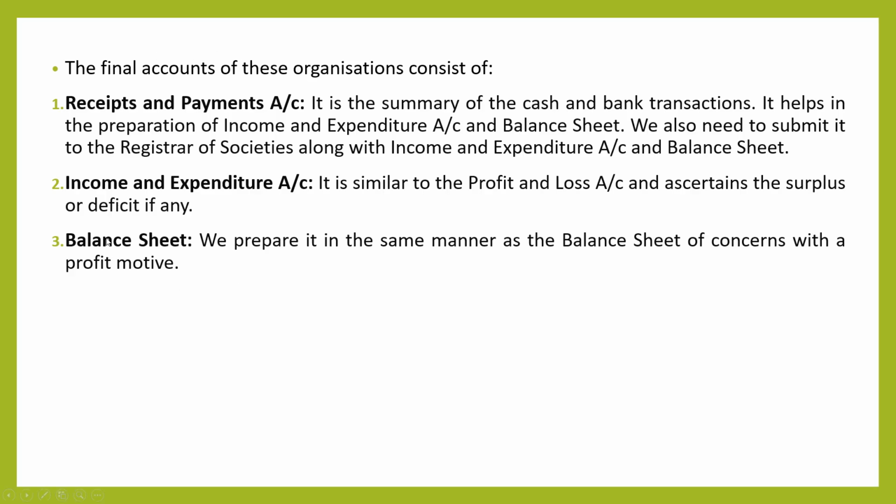While preparing the receipts and payments account, we can simply call it a summary of cash and bank transactions for a year. This account starts with the opening balance of cash in hand and with bank on the debit side of the receipts and payments account. It closes with the closing balance of cash and bank on the credit side. Only actual cash transactions are entered in this account. All the receipts of cash or cheques are entered on the debit side, and all the payments made by cash or cheque are recorded on the credit side.